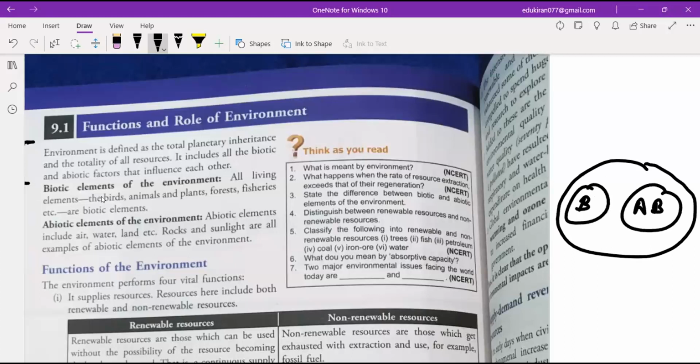So what are biotic factors? You will write this. Biotic factors include, for example, animals, plants and all. And abiotic includes air, water, land, rock, everything. Any two or three examples. So what is environment? It's the total planetary inheritance and the totality of all the resources. Whatever resources are present, whether biotic or abiotic, when you combine them, they form the environment. Or whatever resources are available in our surroundings, if you add them up, they also lead to the environment. Clear?